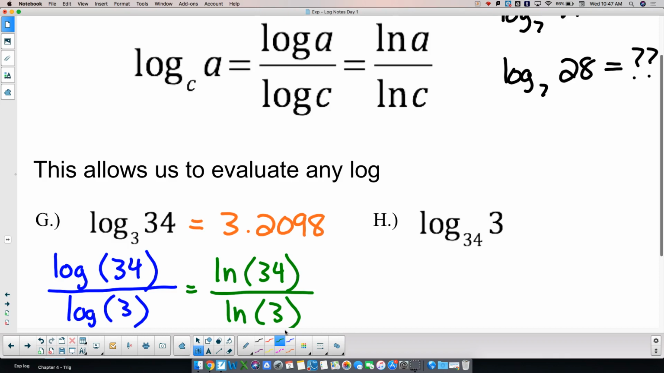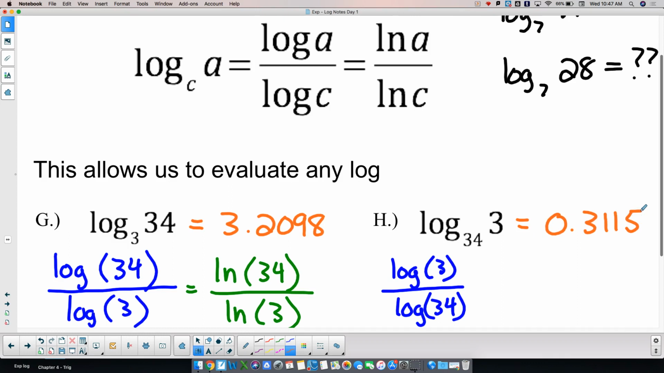Now, let's flip those numbers around and see what happens. Find me what log base 34 of 3 is. I got 0.3115. Agree? Okay. One more.